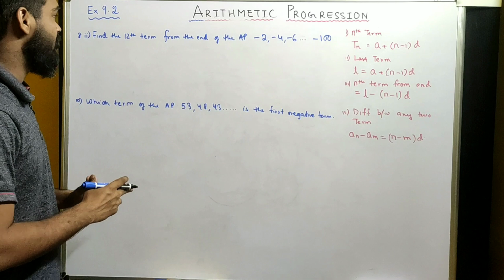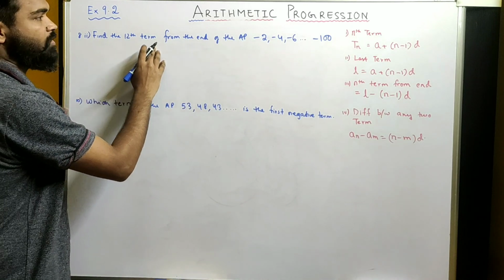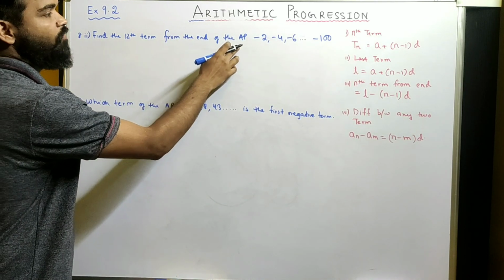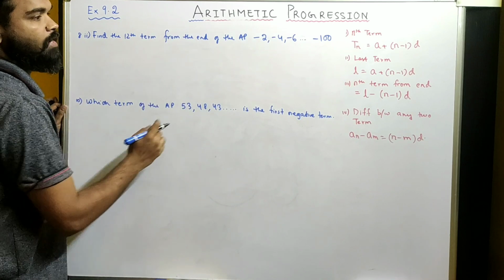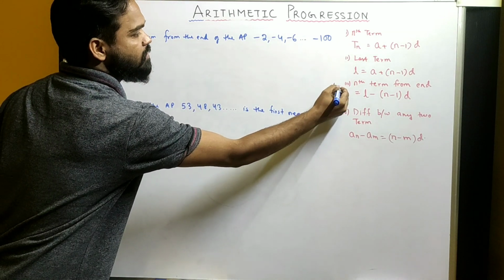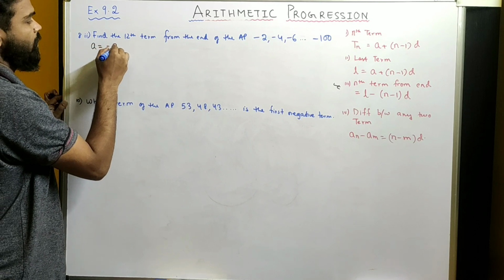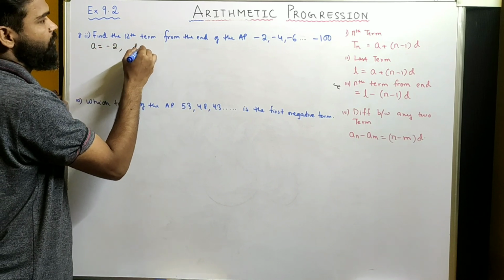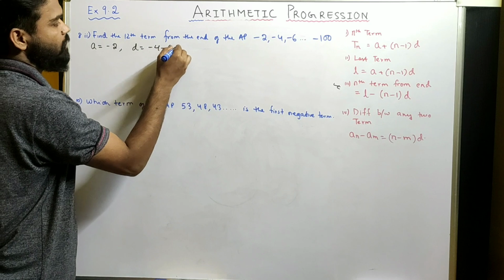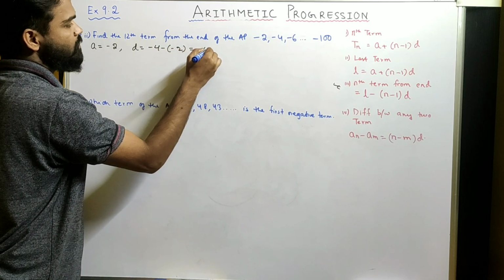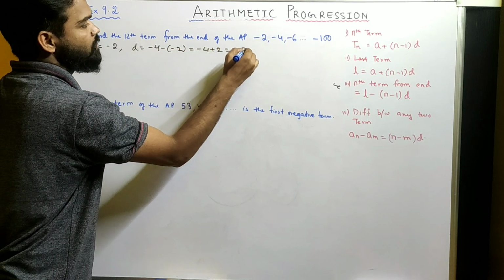Now look at sum number 8 part 2. Find the 12th term from the end of the AP minus 2, minus 4, minus 6, up to minus 100. Okay, just look over here. Your first term is minus 2 and the common difference is minus 4 minus of minus 2. That's minus 4 plus 2, that's minus 2.